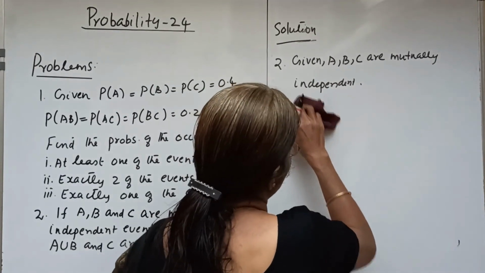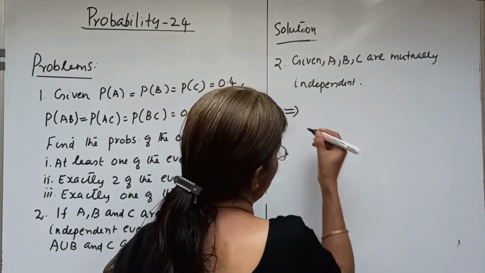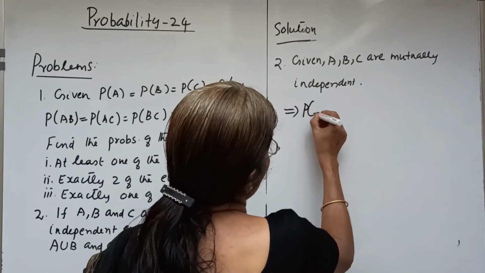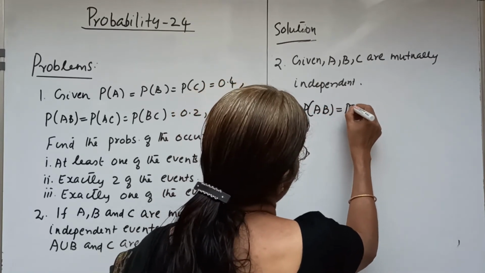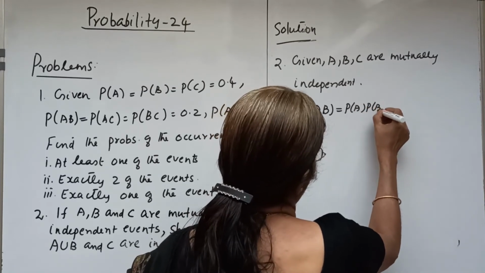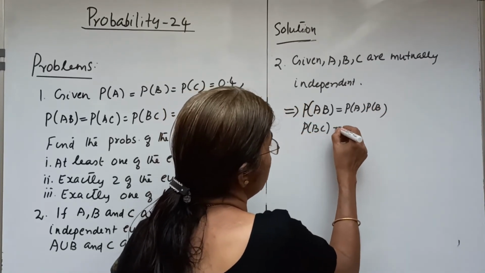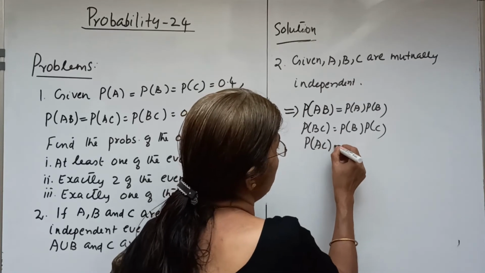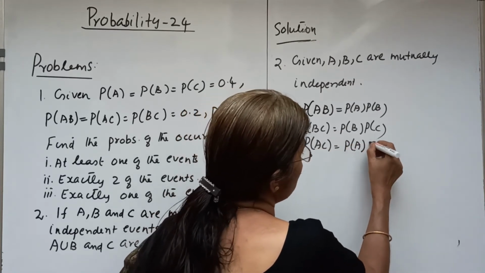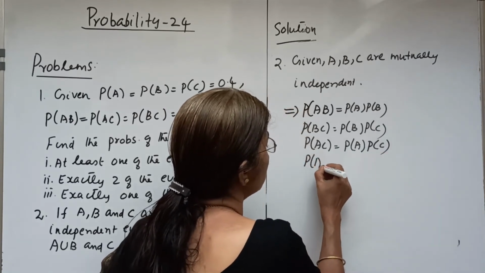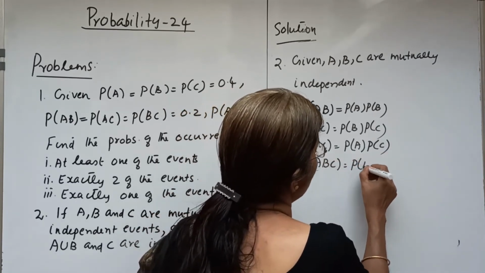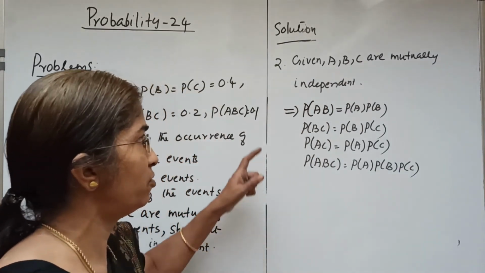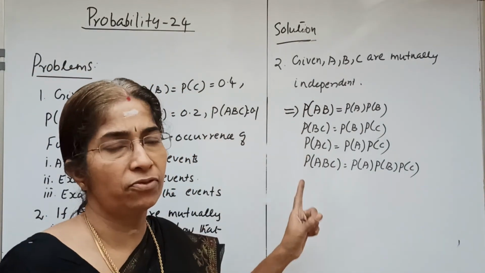Let us write these conditions first. A, B and C are mutually independent implies the 4 conditions can be written as P of AB equal to P of A into P of B, P of BC equal to P of B into P of C, P of AC equal to P of A into P of C, and P of ABC equal to P of A into P of B into P of C. By the definition of mutual independence, we obtain the 4 conditions.